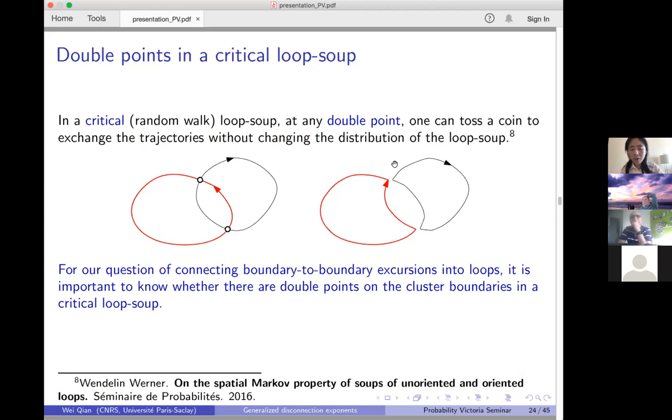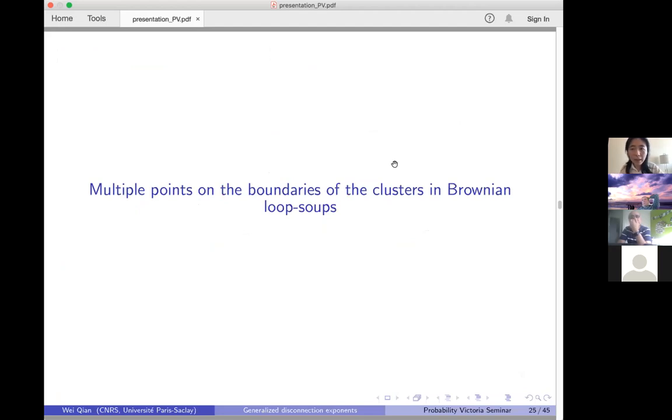So for our question of connecting boundary to boundary excursions back into loops, it is important to know whether there are double points on the cluster boundaries in critical loop soup. Because if you know there are double points, you will at least know that you can do this random exchange at these double points. This is a motivation that leads us to look at the question of multiple points on the boundaries of the clusters in Brownian loop soups. But I also want to say that this question is also interesting on its own.